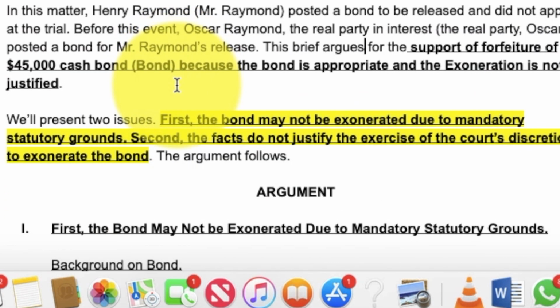Let's see, the second major issue, it says that the facts do not justify the exercise of the court's discretion to exonerate the bond. And of course, there you had some elements. It was very apparent. And I think the rule stated something about good faith. So you have to make a colorable argument there. And I'm not going to discuss that in depth because, like I said, that was more straightforward.